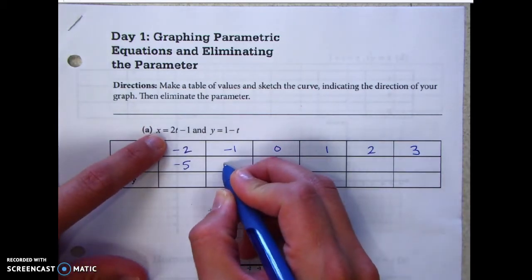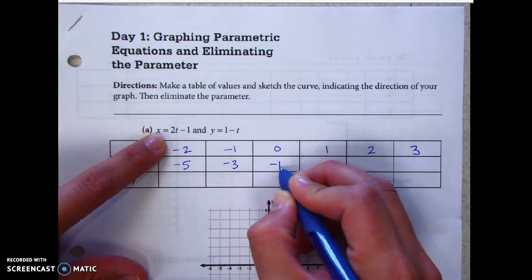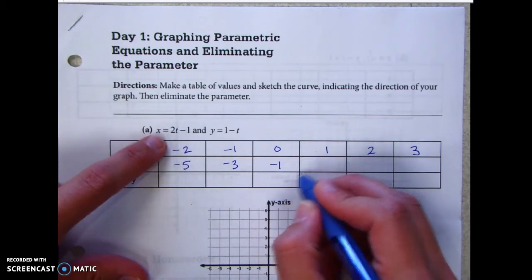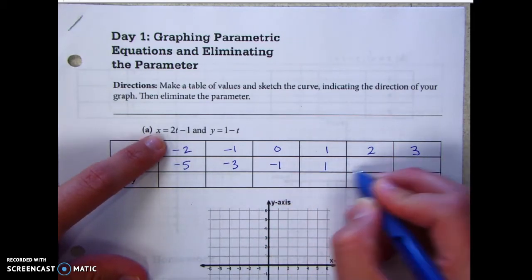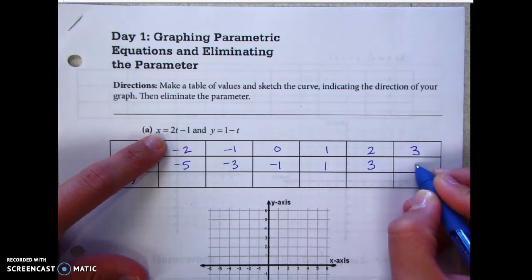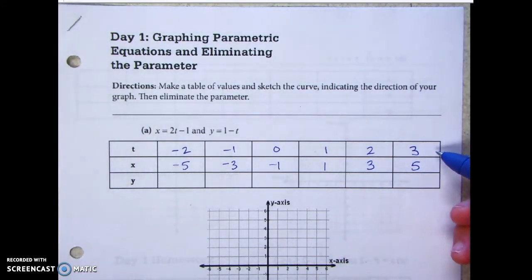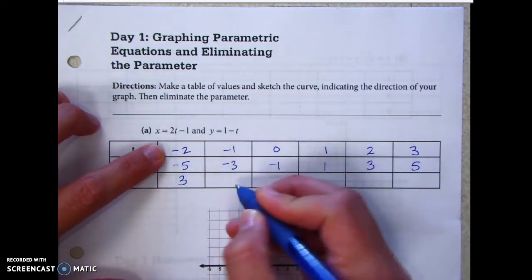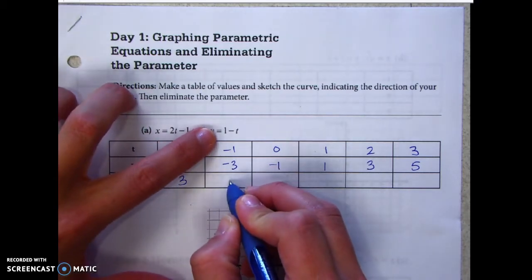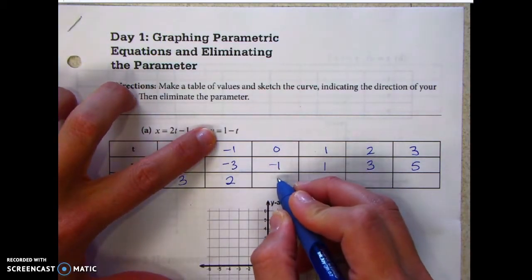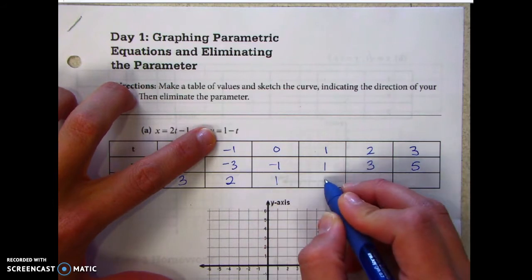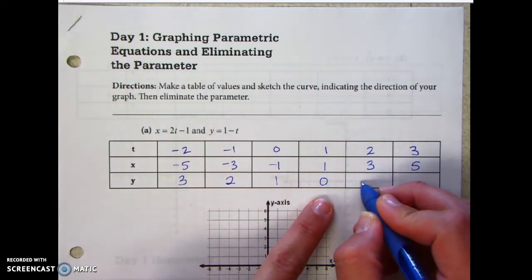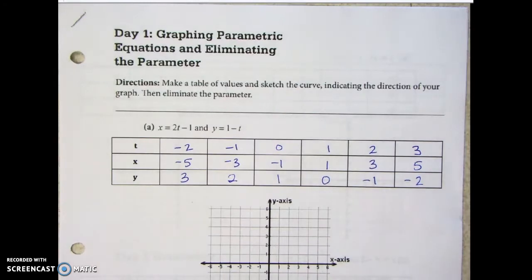And then -1 plugged in, -3, 0 plugged in, and we see our slope of 2, right? Our y-intercept was -1, and we have a slope of 2. So 1 plus 2 is 3, and then plus 3 is 5. So now let's plug our parameter, the t, into the y, and we would get 1 minus -2, 1 minus -1, 1 minus 0, 1 minus 1, and what's our slope? It's -1, so we're decreasing here.